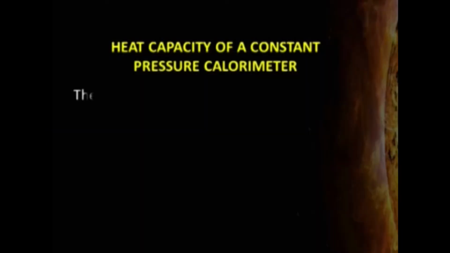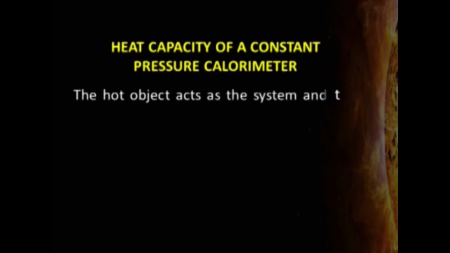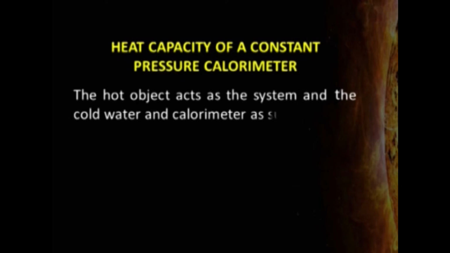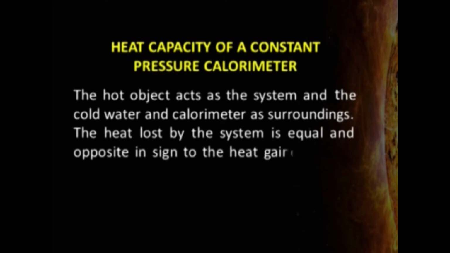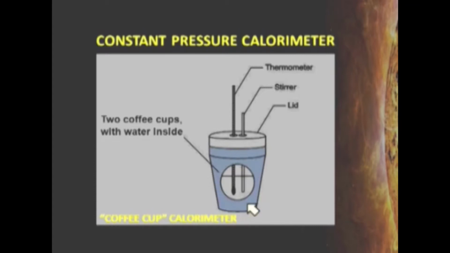In a typical experiment to find the heat capacity of some solid substance, a heated solid substance is added to the cold water in the calorimeter. The hot object acts as the system and the cold water and calorimeter as surroundings. The heat lost by the system is equal and opposite in sign to the heat gained by the surroundings. Here the surroundings are the cold water and the calorimeter.